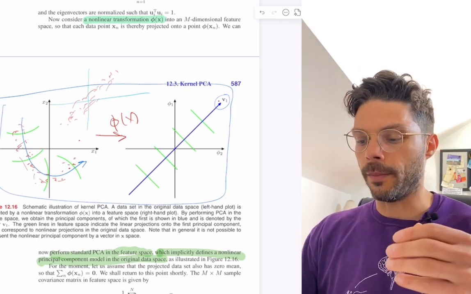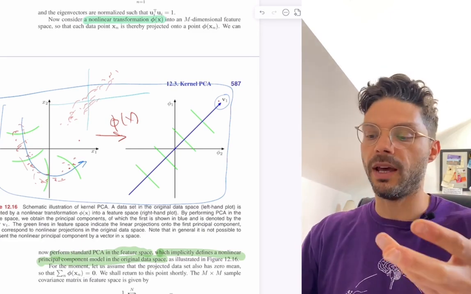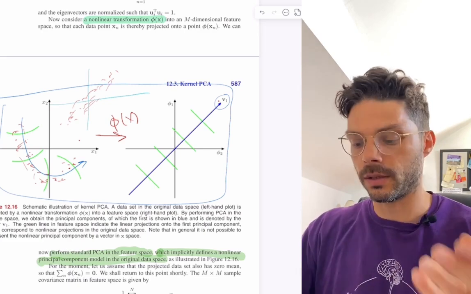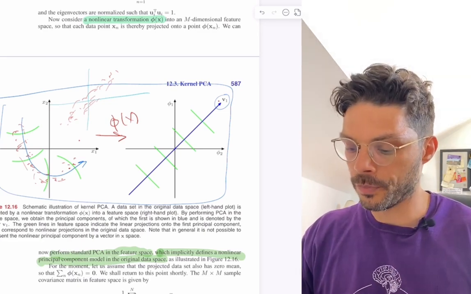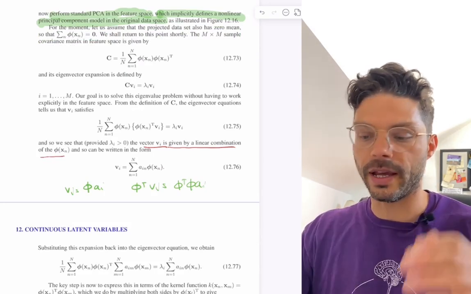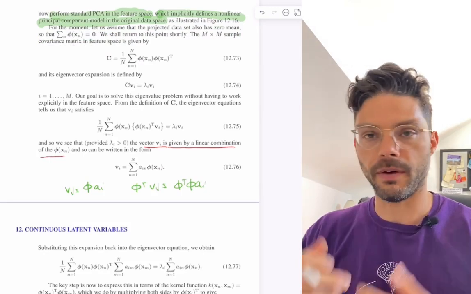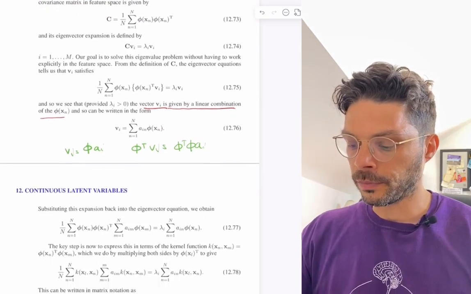So you want to essentially unwrap your data, perform PCA, and then maybe project back. That's one way you can view it. So we're going to be basically doing that. We're going to find some interesting relationships between the eigenvectors of the feature projections, etc.